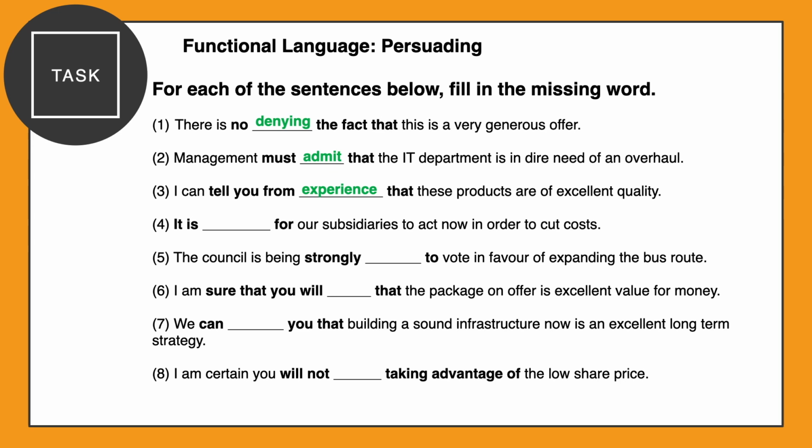Number 4. It is essential for our subsidiaries to act now in order to cut costs. Number 5. The Council is being strongly urged to vote in favour of expanding the bus route. Number 6. I'm sure that you will agree that the package on offer is excellent value for money. Number 7. We can assure you that building a sound infrastructure is an excellent long-term strategy.